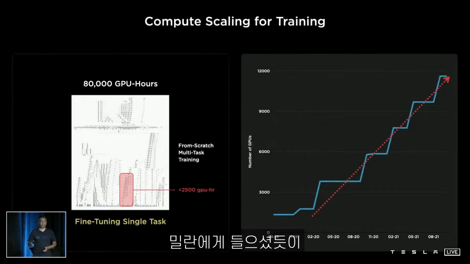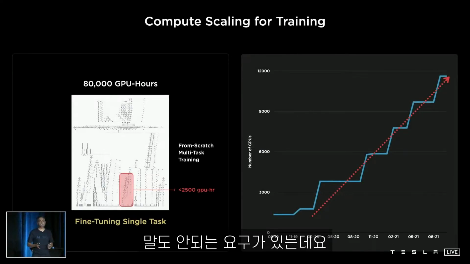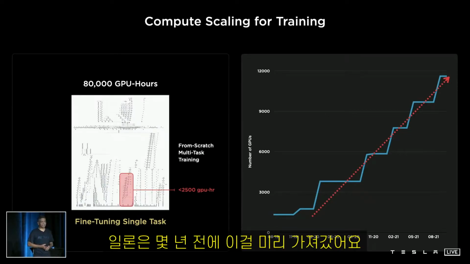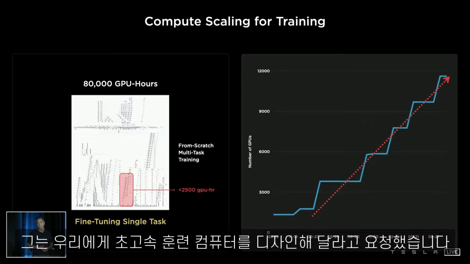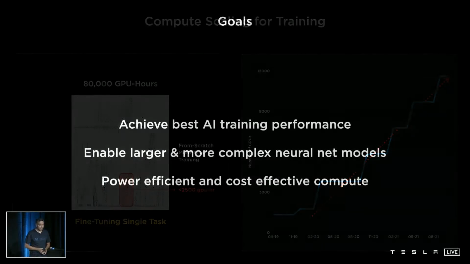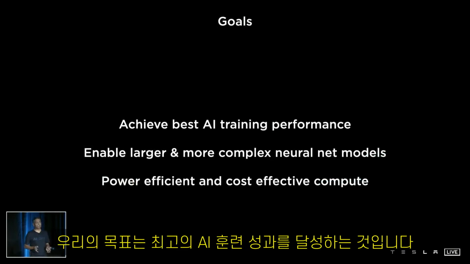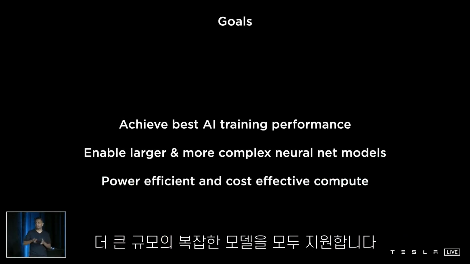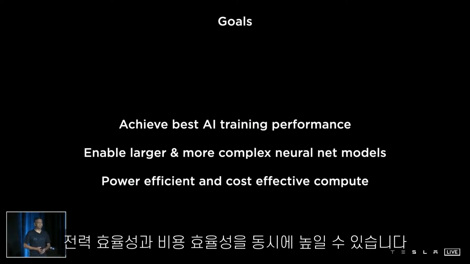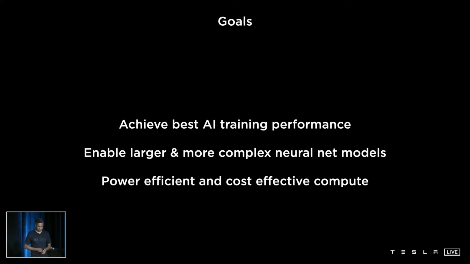As you saw from Milan, there's an insatiable demand for speed as well as capacity for neural network training. And Elon foresaw this, and a few years back, he asked us to design a super fast training computer, and that's how we started Project Dojo. Our goal is to achieve best AI training performance and support all these larger, more complex models that Andrej's team is dreaming of, and be power efficient and cost effective at the same time.